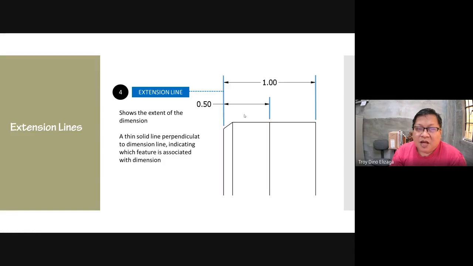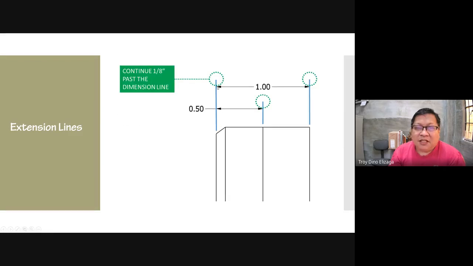And then the extension line. So there are some things to learn about the extension line. There are a lot of typos here. One is that the extension line has to extend beyond the arrowhead. Okay, it's actually 1/8 inch. You don't really have to measure. Just take note of how much 1/8 inch would mean, and then just do it.